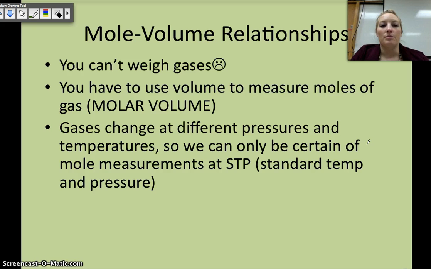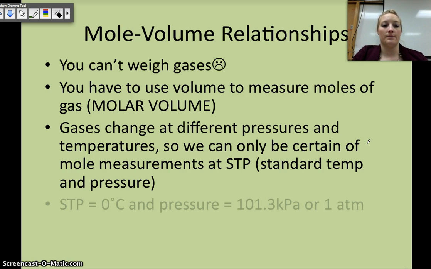But we have a problem because gases change at different pressures and temperatures. So we can only be certain of mole measurements at something called STP, standard temperature and pressure. If you think about your car tires, you can visualize what actually happens with different temperatures. When it gets cold and your tires go way flat, or in the summer, the tire pressure usually increases because of the warm temperatures. So that's why only at STP will work for this.